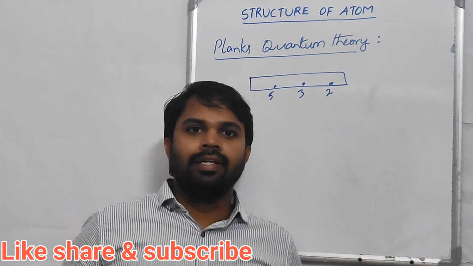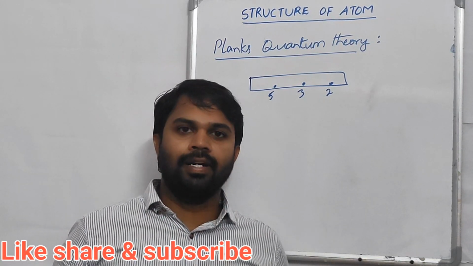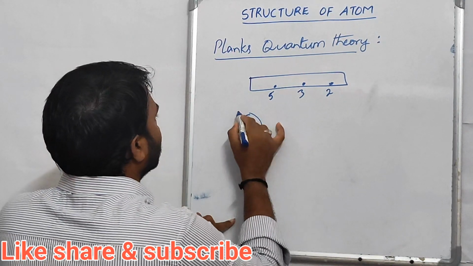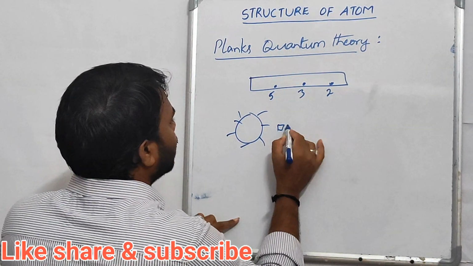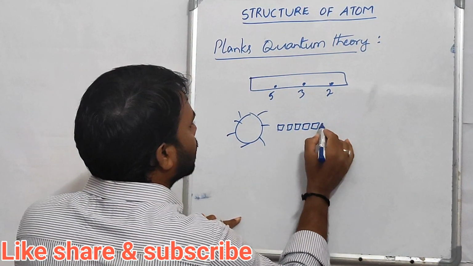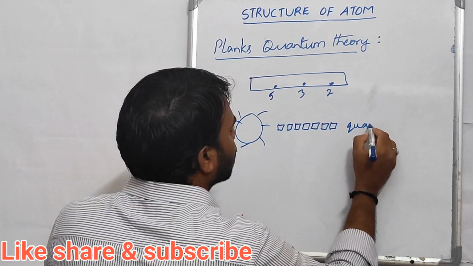According to this theory, the energy is absorbed or emitted discontinuously in the form of small packets called quanta. For example, this is the source of light. The energy is transmitted discontinuously in the form of small packets like this, called quanta.